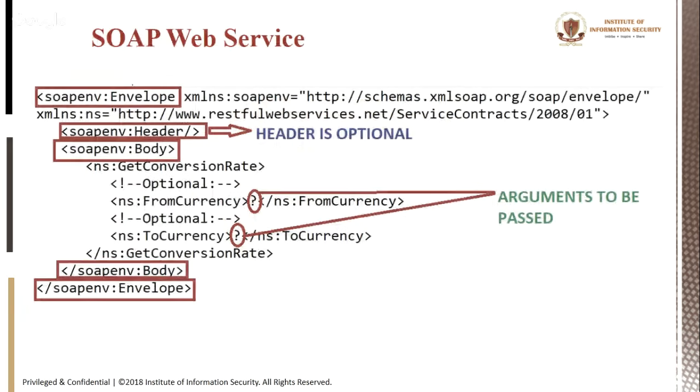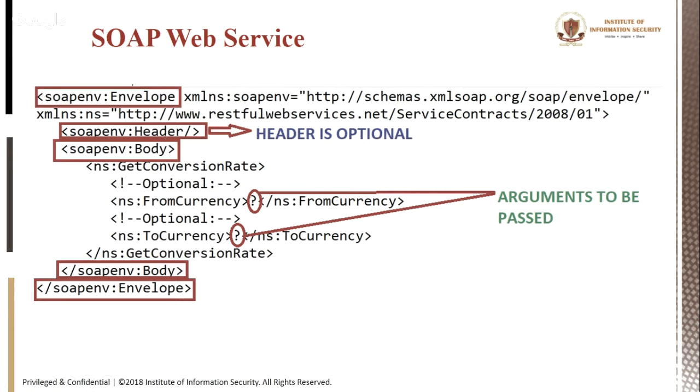So basically a SOAP web service looks like this. This is the format. I have already told you that the envelope is the root element, the first and main element. So see here, the SOAP envelope opens. It has some schema, schemas.xmlsoap.org, which is a path. There's also a header present. I have already mentioned the header is optional.